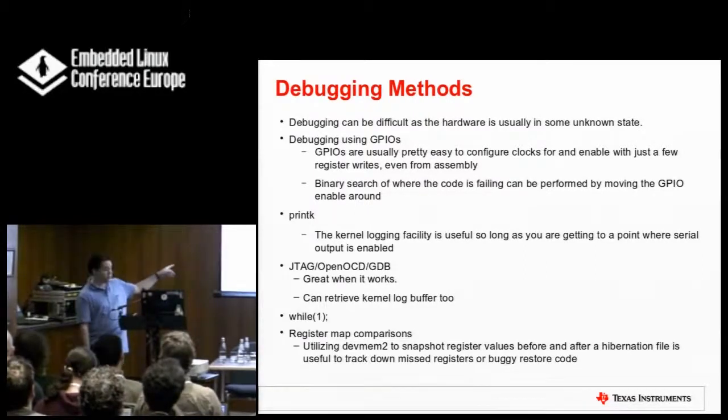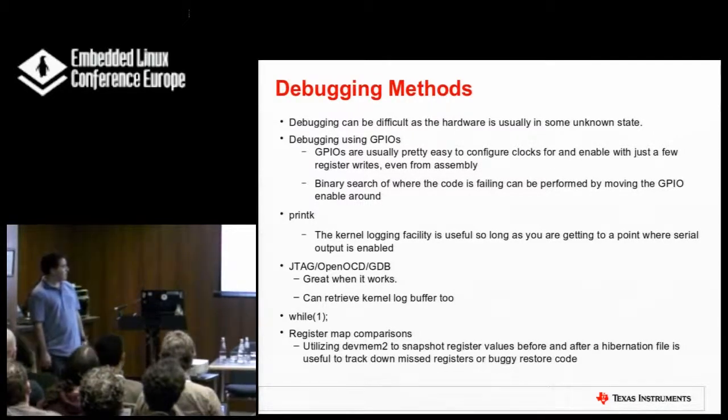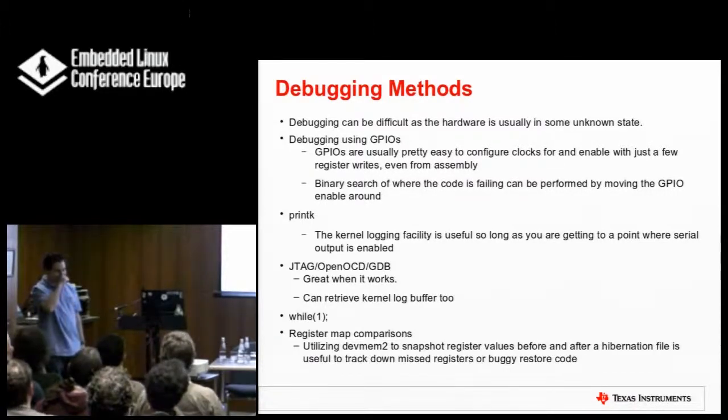JTAG with OpenOCD and GDB is really great when it works, and it can retrieve your kernel log buffer. So if your serial port isn't on, you can still see what your oops was when you died. Strangely, while one is a really useful debugging method, a lot of times the things you'll do will cause the system to go haywire to reset.